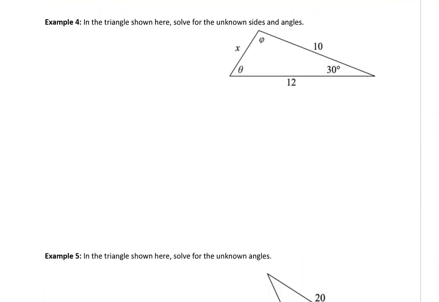So this one may be a little less stressful. There's no boats and ports going on. But it says in the triangle shown here, solve for the unknown sides and angles. So these are similar to example 1 and 2. I'm just trying to find all the missing pieces. And so what I'm going to do first is let's kind of see what we have and assess the situation. I have 30 degrees, but I do not have the side corresponding to it. I have 2 sides, but I cannot do Pythagorean theorem because it's not a right triangle.